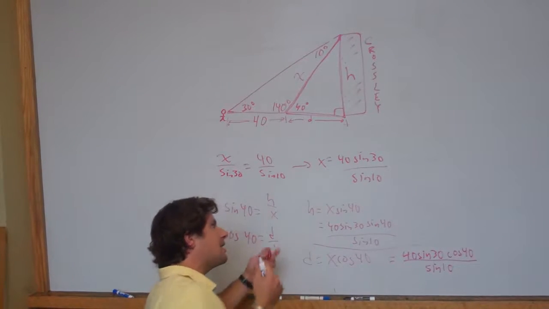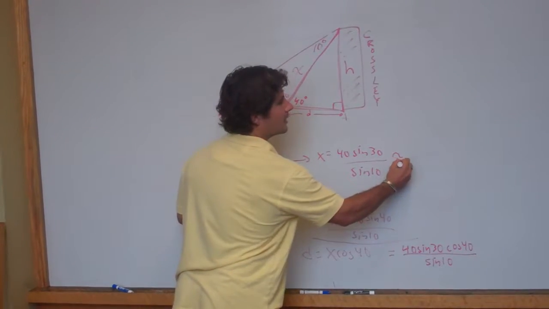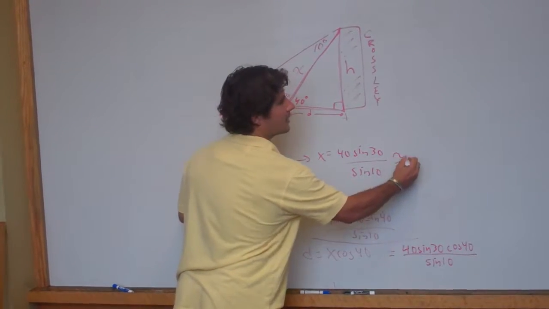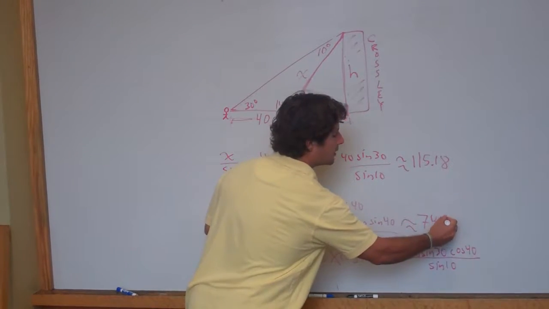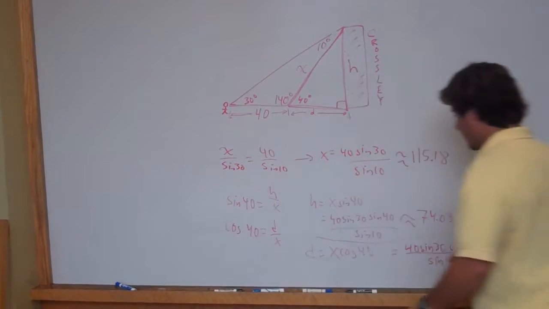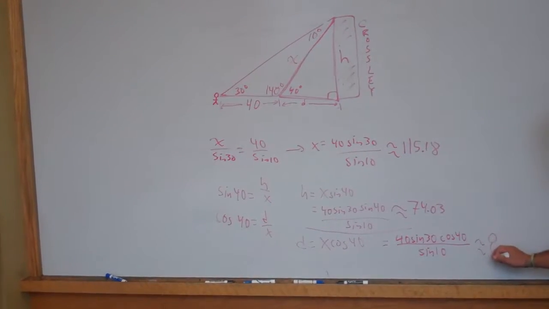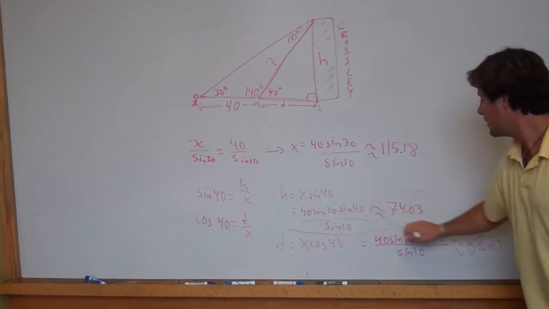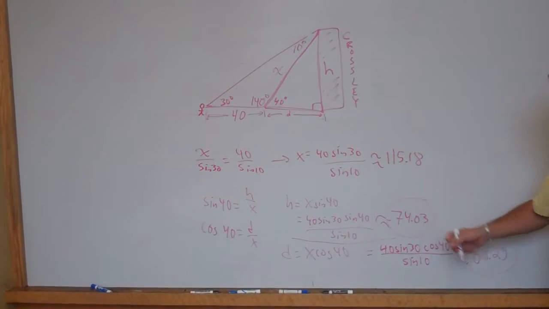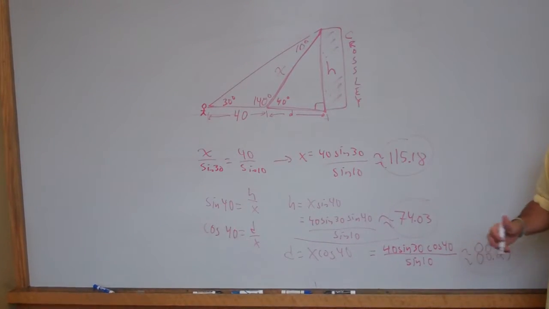And if we wanted to approximate these values, we'd use our calculator, and we can get that this is roughly 115.18. This is roughly 74.03. And this value here is roughly 88.23. So this is my height of the dorm, this is my distance from the dorm, and this was just a number that we used to get those two values.